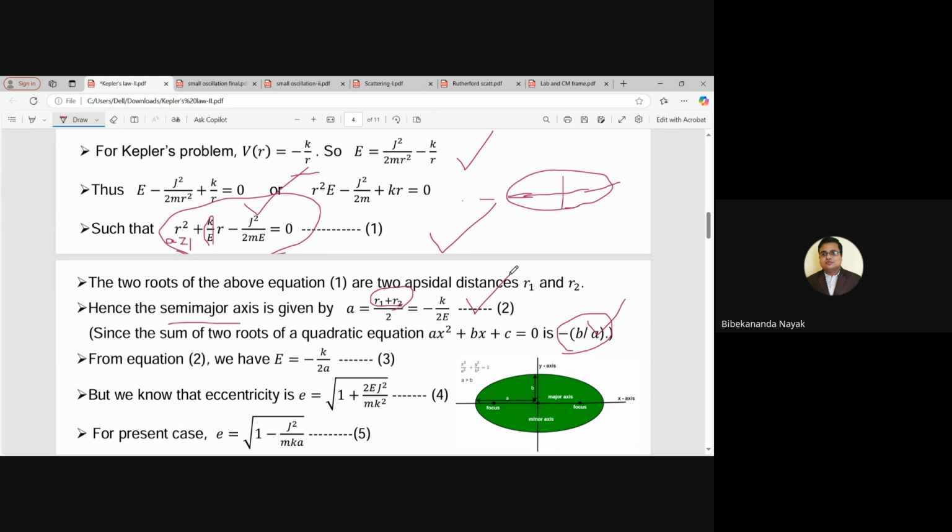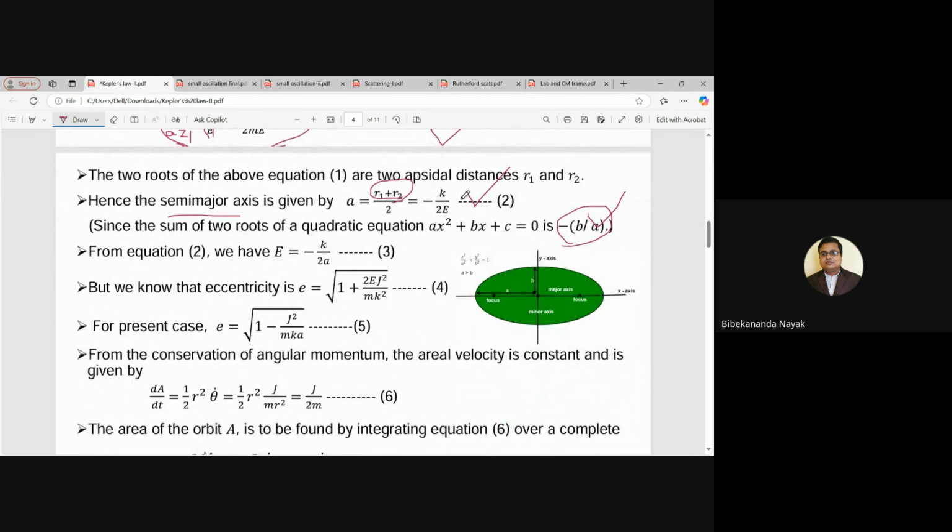Are you getting my point? Yes, sir. Okay. So here, rearranging, I can say E is equal to minus k by 2a.